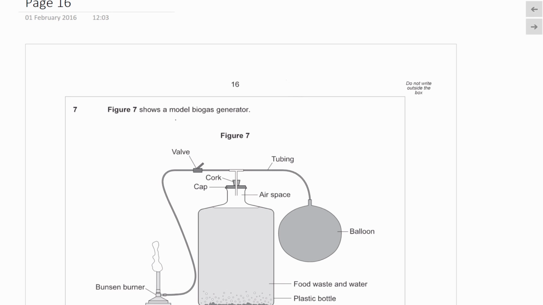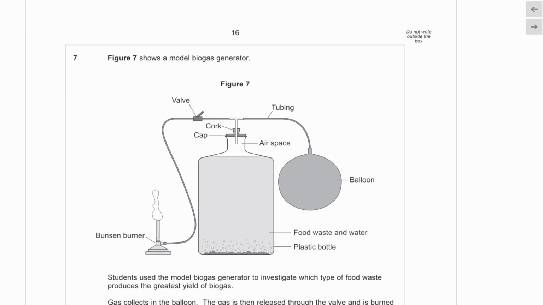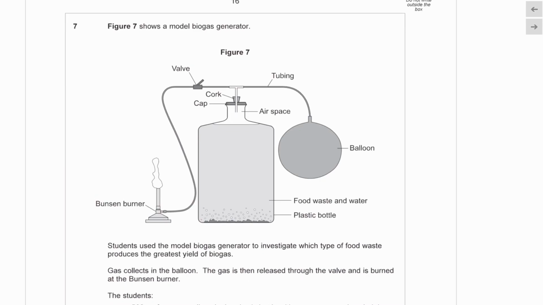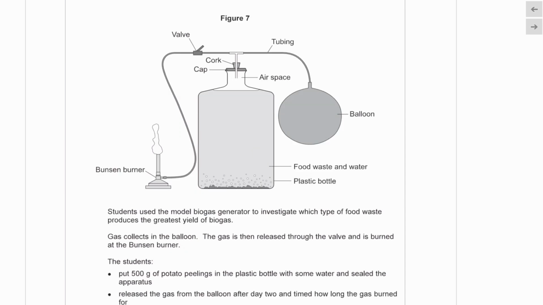Figure 7 shows a model biogas generator. Right, let's scroll down so we can see it a bit better. Now, here we've got figure 7. We've got a plastic bottle with food waste and water inside it. That's what's filling it up. Then we've got a cap and a cork to stop anything from getting out, apart from going through this tube here. So this tube is filling up a balloon, and you've got a valve this way, which allows a Bunsen burner to be burnt using that gas. All right, so let's have a read.